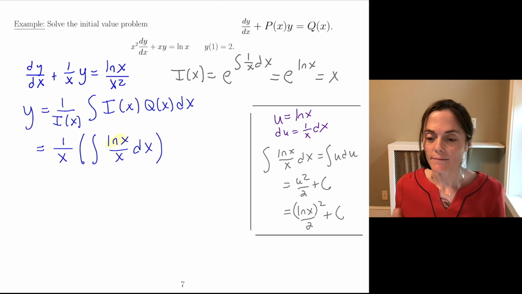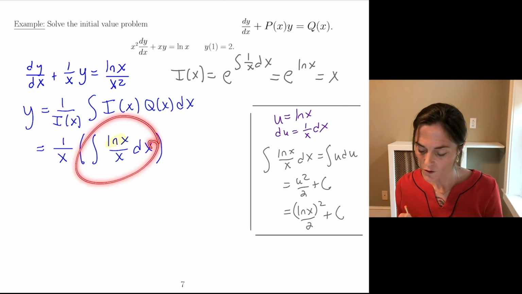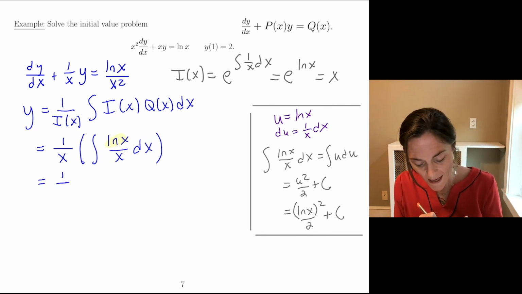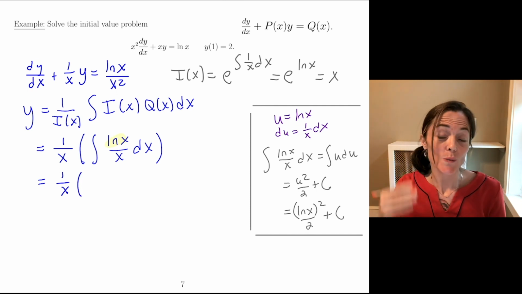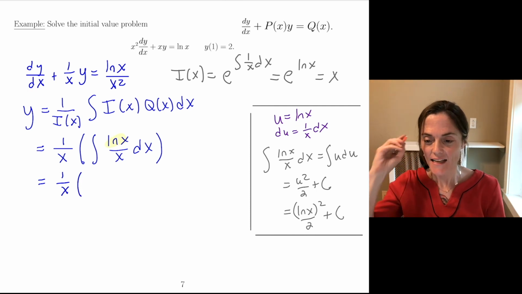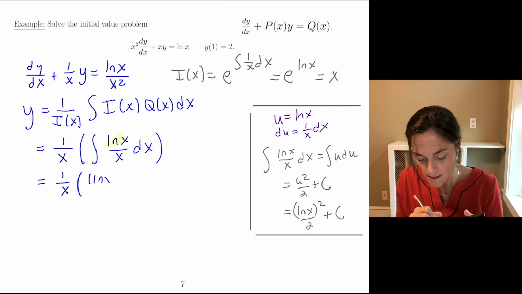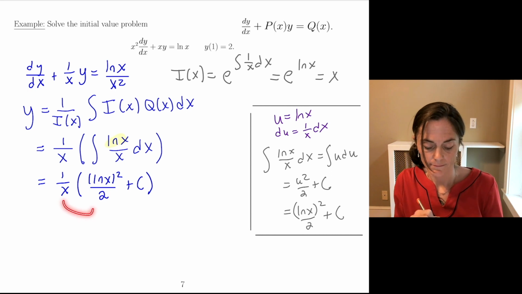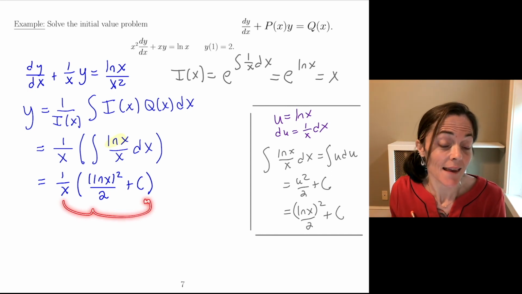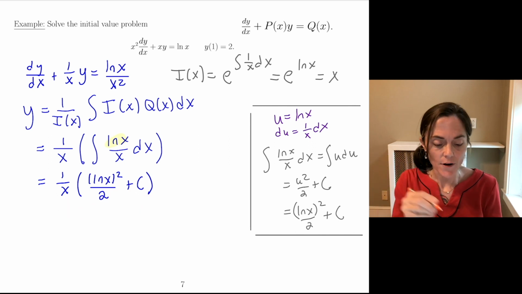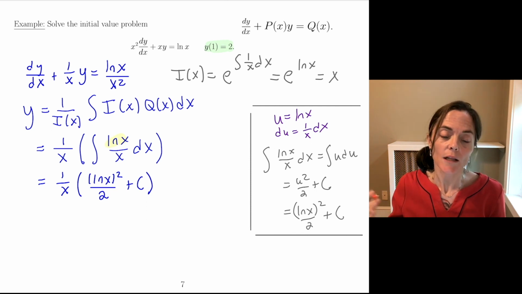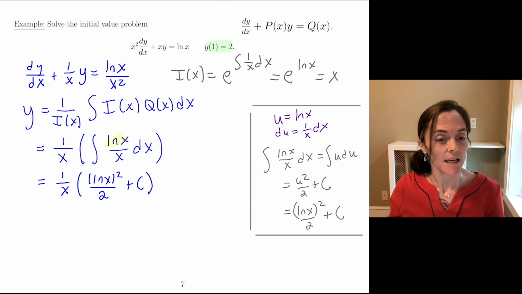At this point, I have found this indefinite integral using substitution. And so let's write our solution for y. Y is 1 over x, which was 1 over the integrating factor, times this, which is ln x squared over 2 plus c. So I think I could distribute this 1 over x, and I think I will in my final answer. However, we have to remember here, we are looking for a particular solution. We are looking for the solution in which y of 1 equals 2.